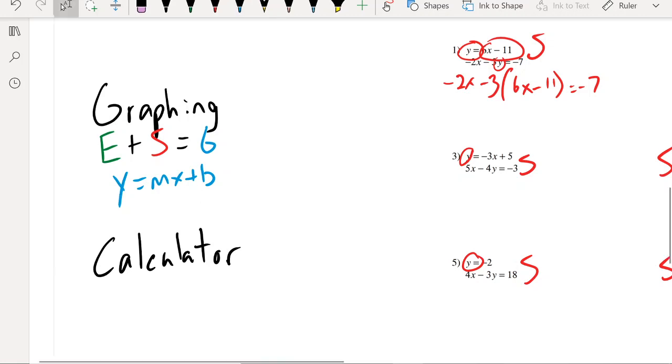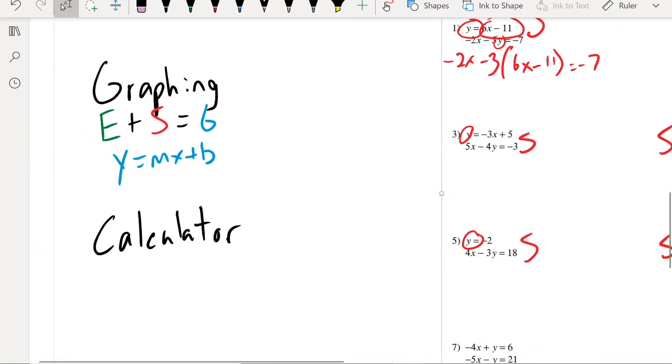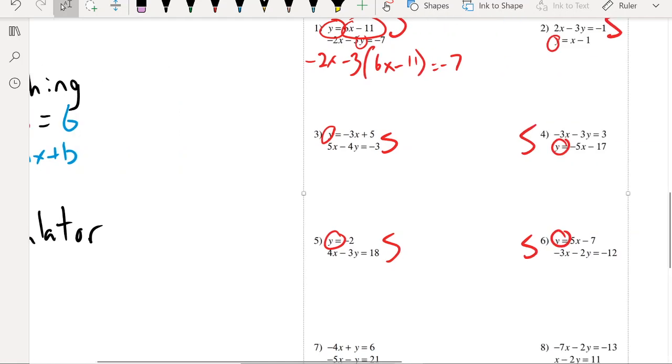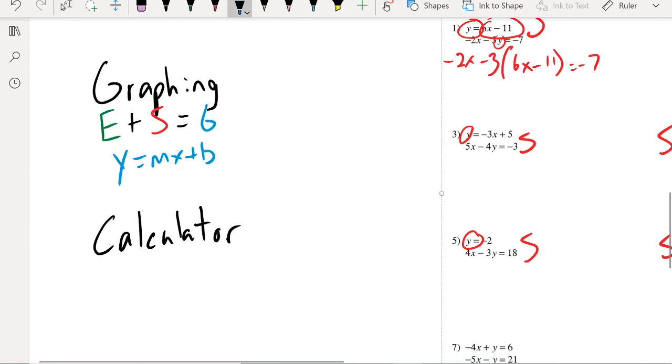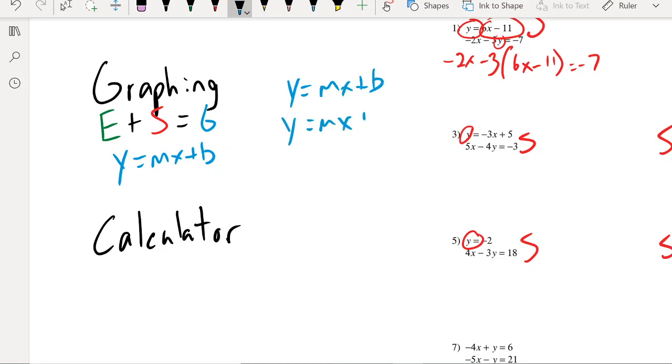So actually, let me do this. I'm going to grab this y equals mx plus b right here if I can. If it'll let me. I don't know. Here, I'll just write it over here real quick. So if I have y equals mx plus b, y equals mx plus b, this is going to be good for graphing. The reason it's good for graphing is because it's already ready to graph.